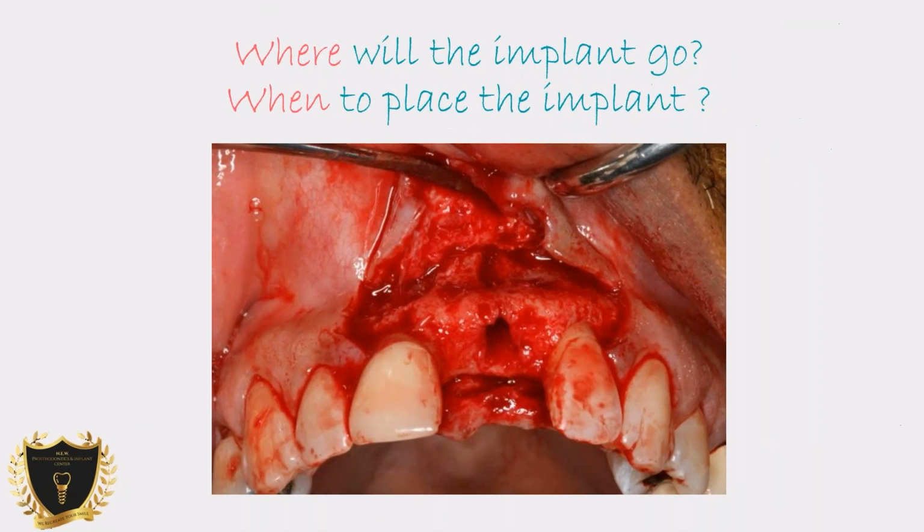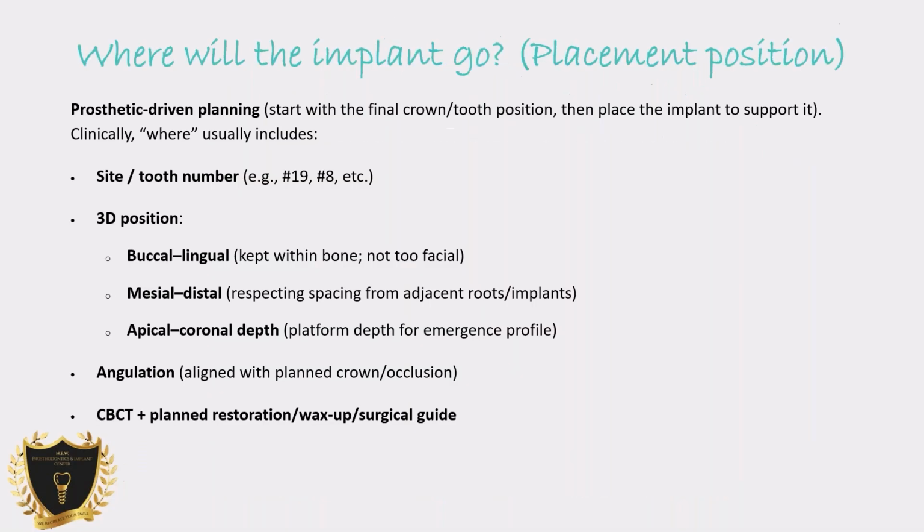Important question: where will the implant go, and when to place an implant? We already covered this. Just to summarize one more time before we move on to the cases and to respect the time for the webinar. Prosthetically driven, we need to know where the final tooth position would be. Clinically, the site where you're placing the implant: buccolingual, mesiodistal, with apical and coronal depth, angulation, and your cone beam, wax up, restoration. All of this will decide where your positioning would be.